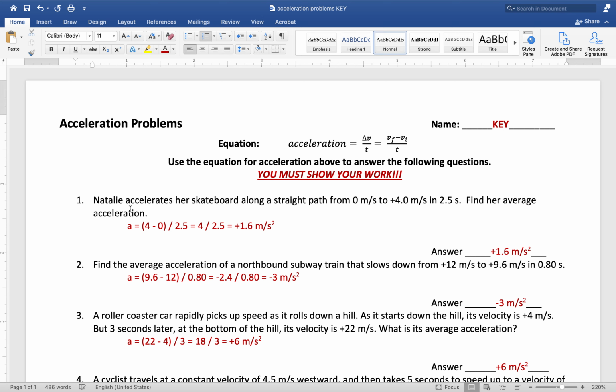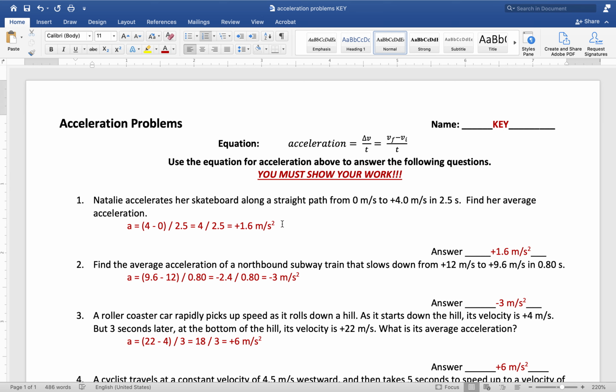So the first problem: Natalie accelerates her skateboard along a straight path from 0 meters per second to positive 4 meters per second in 2.5 seconds. Find her average acceleration. So acceleration is the final velocity, what she ended at, which was 4. Her initial was 0. You're going to subtract those, and then divide that by the time, which was 2.5 seconds. So 4 minus 0 is 4. So 4 divided by 2.5 is 1.6 meters per second squared.